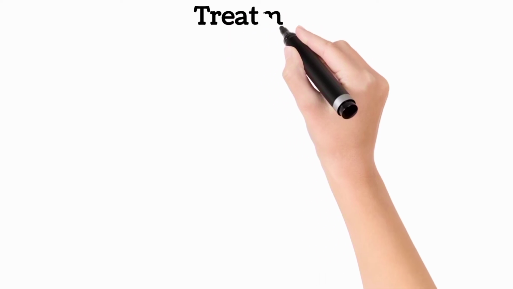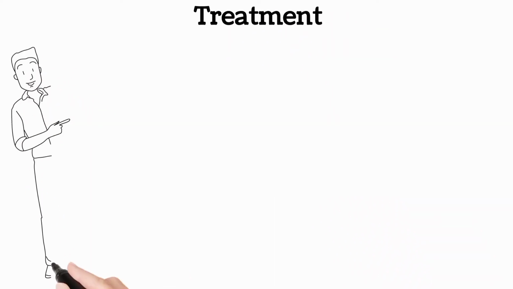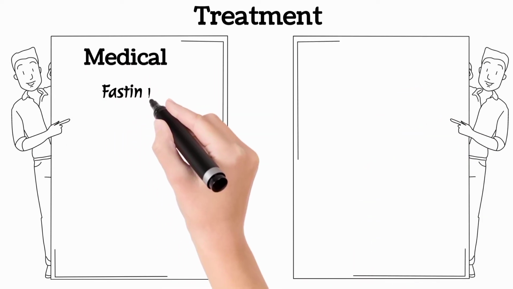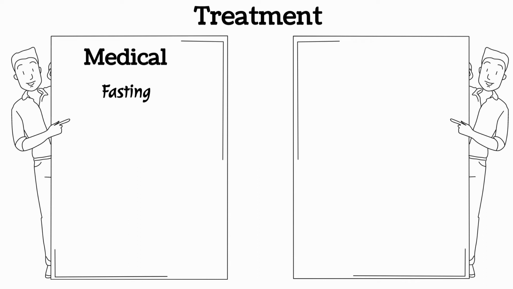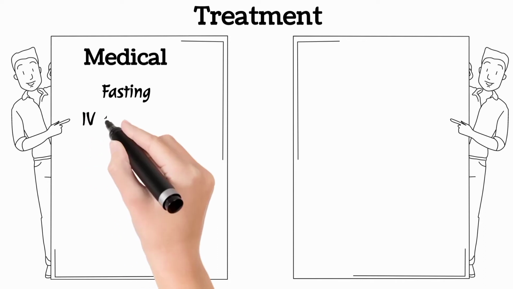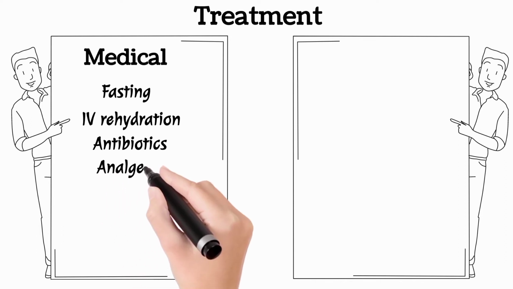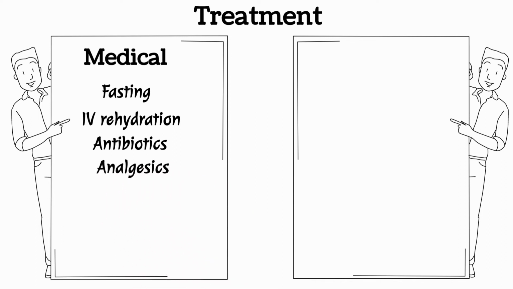The treatment of cholecystitis involves both medical and surgical approaches. Under the medical approach, we have procedures like fasting. You may not be allowed to eat or drink at first in order to take stress off your inflamed gallbladder. IV rehydration. This treatment helps prevent dehydration. Some medication classes like antibiotics to fight infection. If your gallbladder is infected, your provider likely will recommend antibiotics. Analgesics. These can help control pain until the inflammation in your gallbladder is relieved.